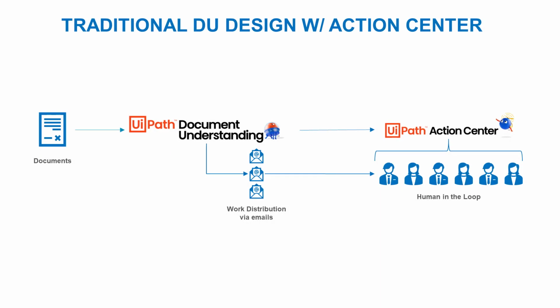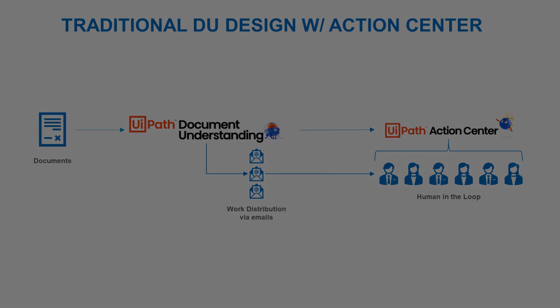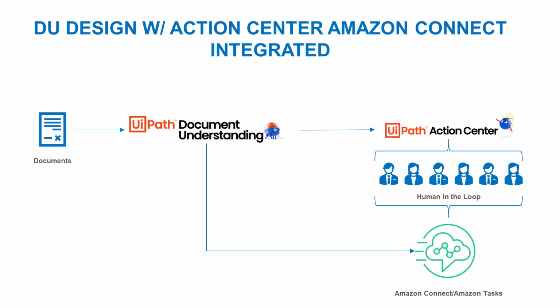So traditional Document Understanding design with Action Center has UiPath Document Understanding pull the documents from the folder or from any other storage area. And then after the evaluation, it will distribute work via emails to the human in the loop, and the human will verify the quality of the recognition and make certain changes if changes are necessary. For that, we will use the Action Center.